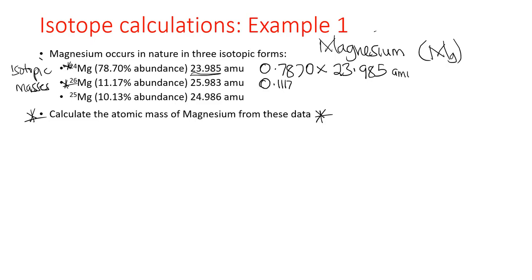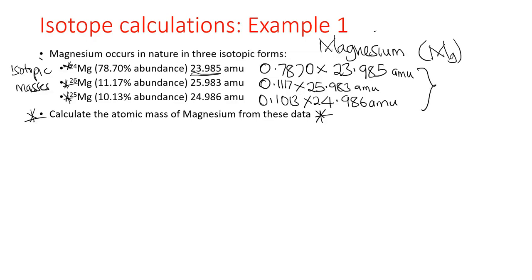So I'll say AMU. 0.117 times 25.983 AMU. For magnesium-25, 0.1013 times 24.986 AMU. So now what do you do?